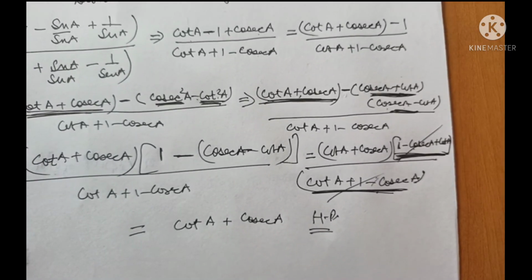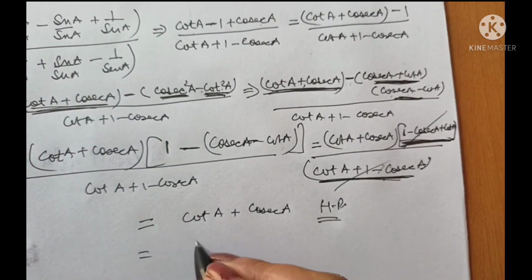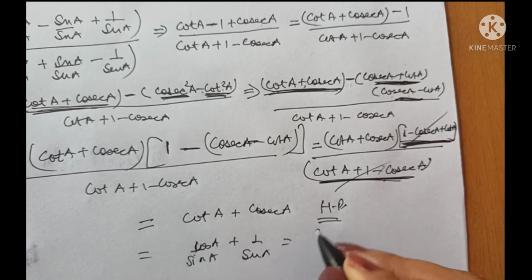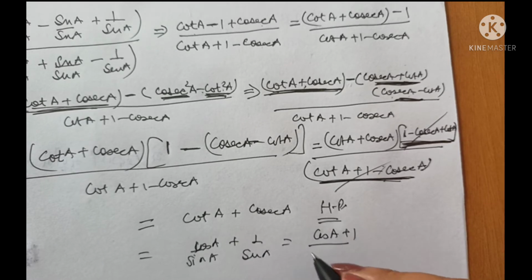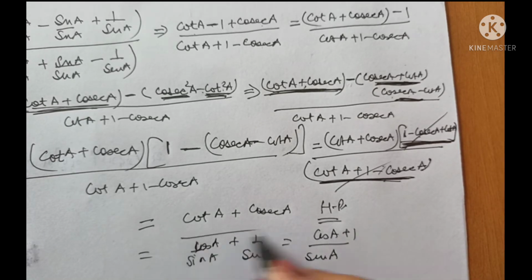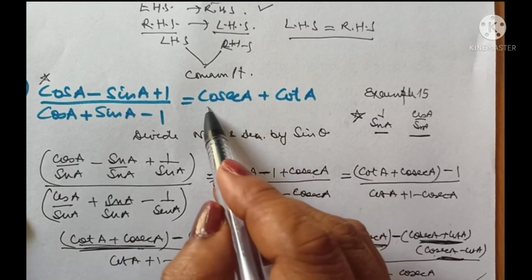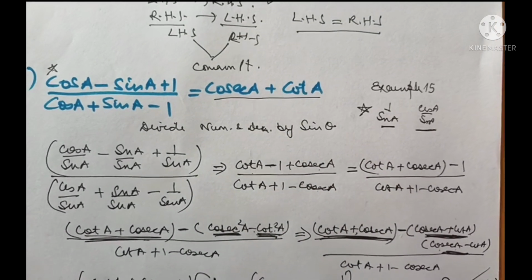I hope you understand, and sometimes in the exam it is further asked, so you can convert it to cos A by sin A plus 1 by sin A, and you can write it as cos A plus 1 over sin A. Sometimes in the exams this is also asked. This is just for extra, I have told you. Then you have to do it further, but right now you are only supposed to do it till here. So I hope you understand this.